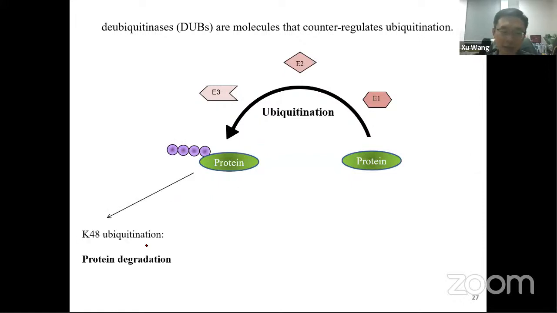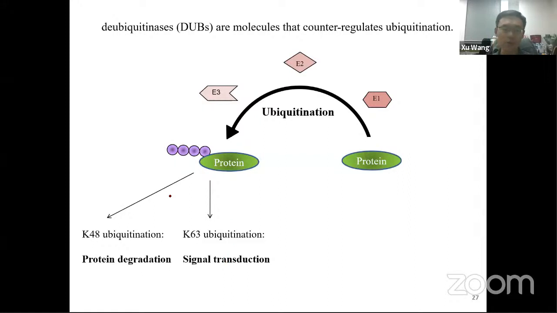The K48 ubiquitination is required for protein degradation, but ubiquitination also regulates non-degradative functions. For example, K63-linked polyubiquitin chains give the signal for protein activation, and the K63 polyubiquitination is required for signal transduction.